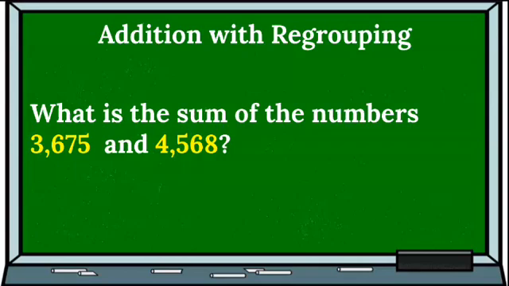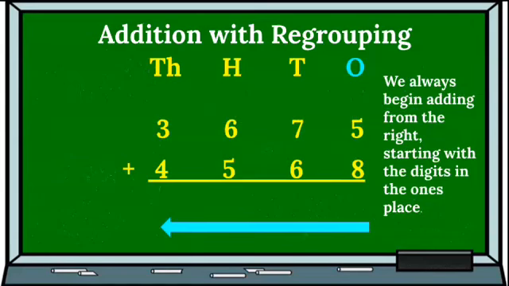So here's our problem with addition with regrouping. What is the sum of the numbers? And we know our numbers would be addends. 3,675 and 4,568. Again, our numbers are arranged vertically and each number is in its respective place value. Now again, we always begin adding from the right, starting with the digits in the ones place.